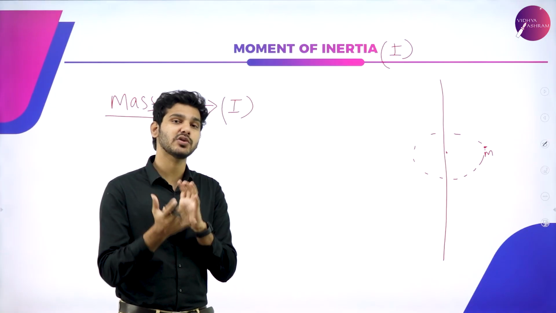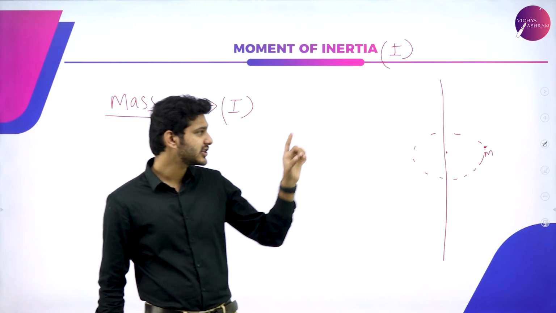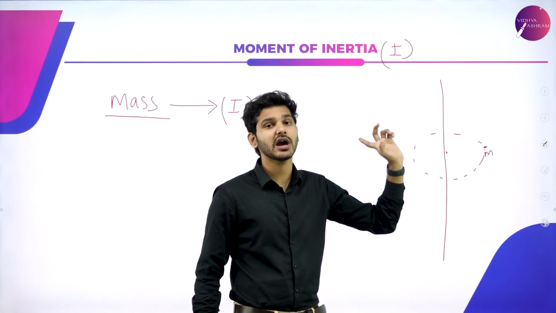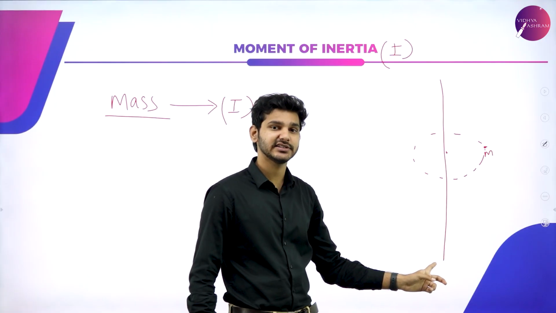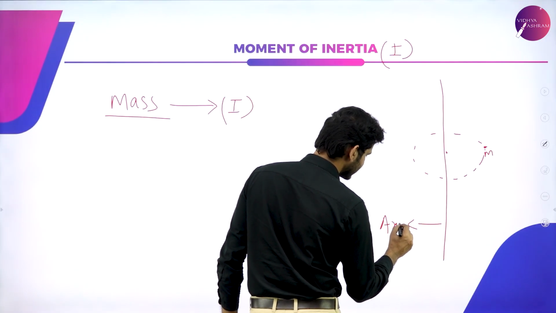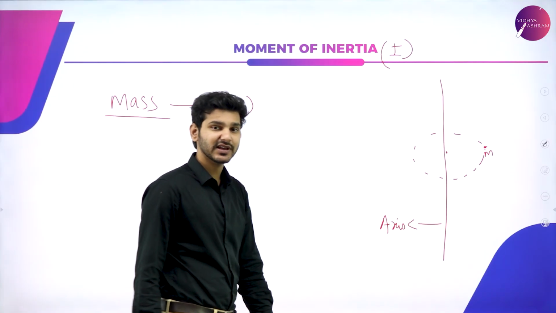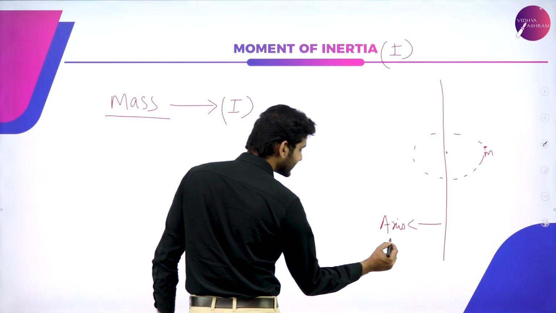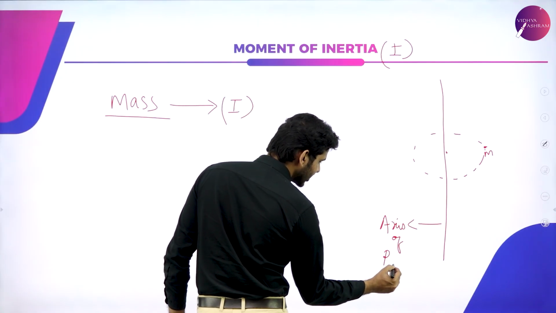So for rotation to happen, two things should be there. There should be a particle which is rotating about a particular axis. This particular thing is known as an axis, or more specifically, an axis of rotation.